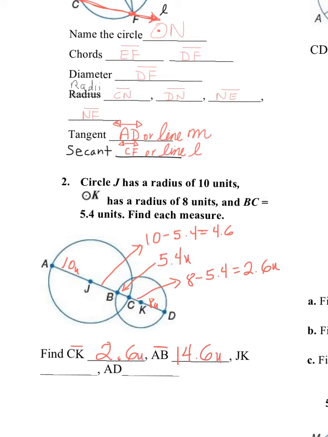Next one, JK. For JK, that is all of this, so it's three pieces together. I need to add 4.6 plus 5.4 plus 2.6. When you add all of this together, that gives you 12.6 units. And you can do the sum if you want to. Now AD, segment AD.